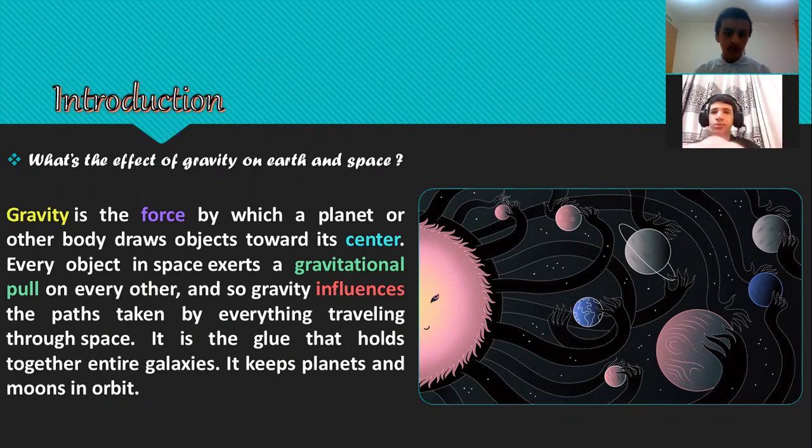First, what is gravity? Gravity is the force by which a planet or other object exerts on others to pull it towards its center. And also, that's what allows the sun to keep planets in orbit and what allows the planets to keep moons in orbit.